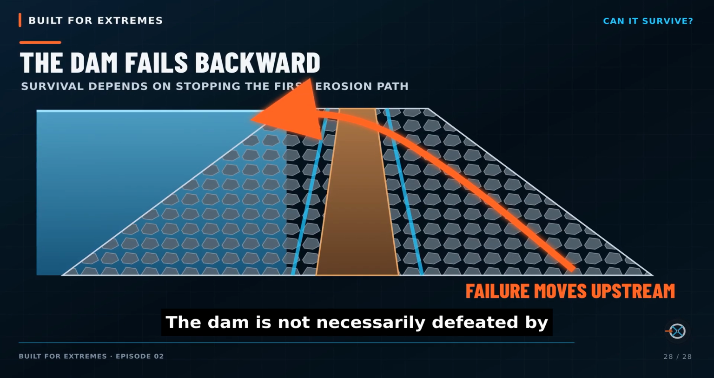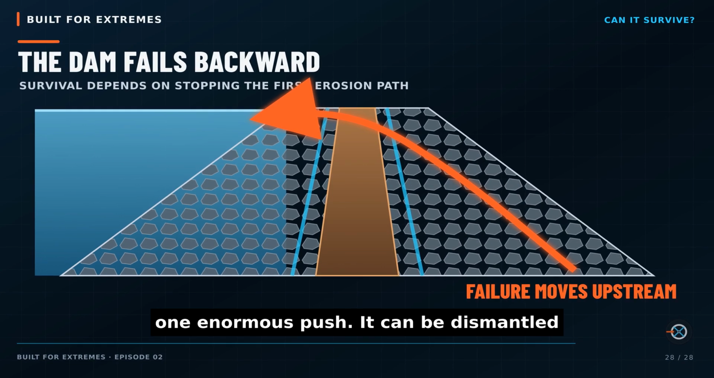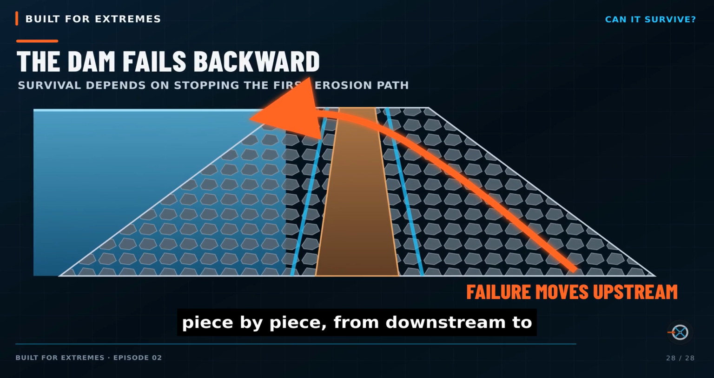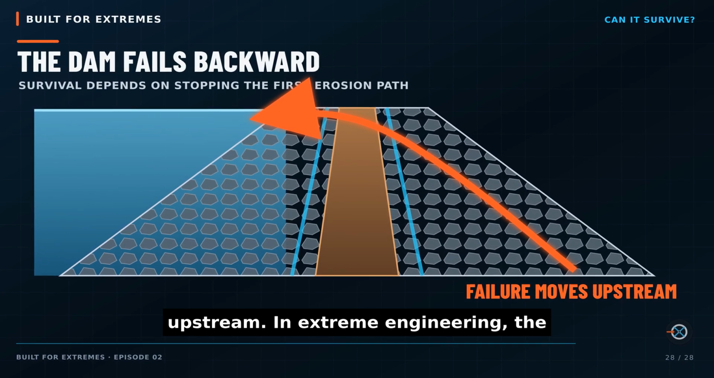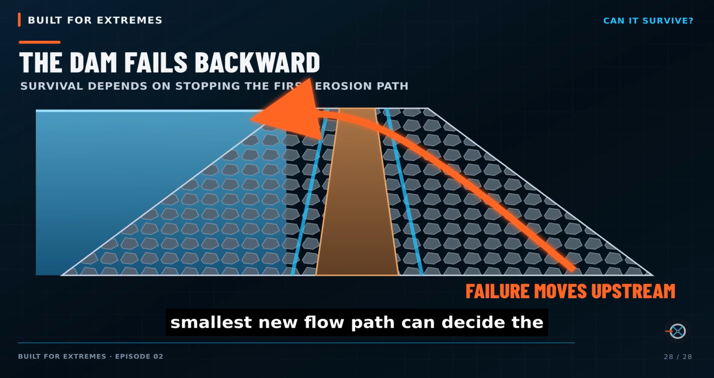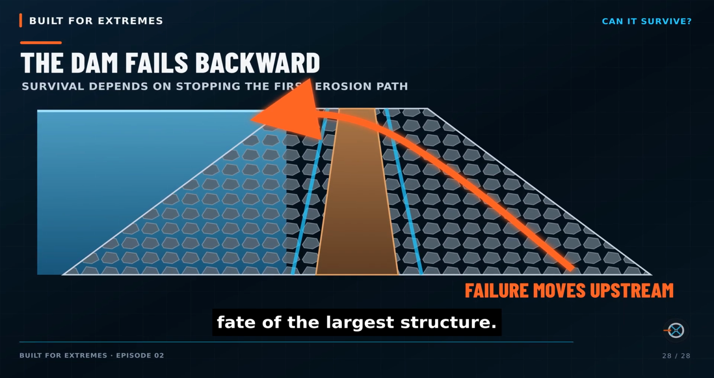The dam is not necessarily defeated by one enormous push. It can be dismantled piece by piece, from downstream to upstream. In extreme engineering, the smallest new flow path can decide the fate of the largest structure.